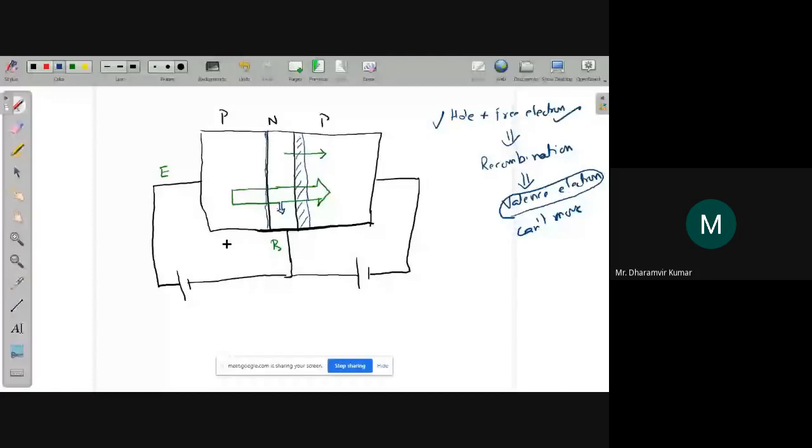So overall, the emitter current would be in this direction, IE. The base current would be in this direction, that is IB. And the collector current would be in this direction. So the direction of currents is such that the value of emitter current is equal to the sum of the base current and collector current.